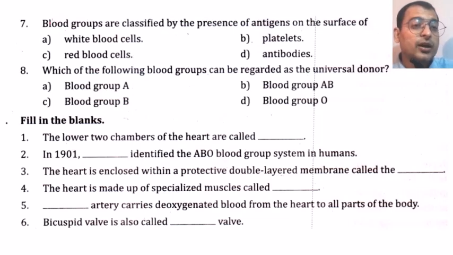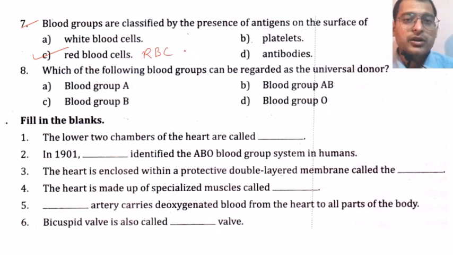Next, blood groups are classified by the presence of antigen on the surface of white blood cells, platelets, red blood cells, or antibodies. The answer is red blood cells. The antigens that are present on the surface of the RBC will be responsible for the blood group.